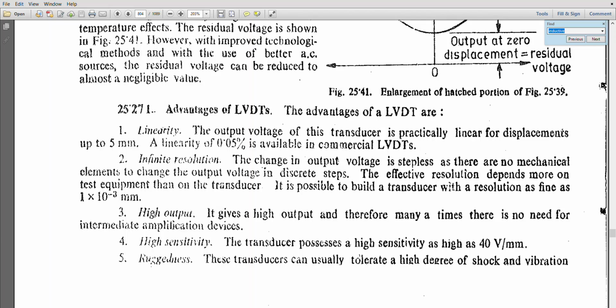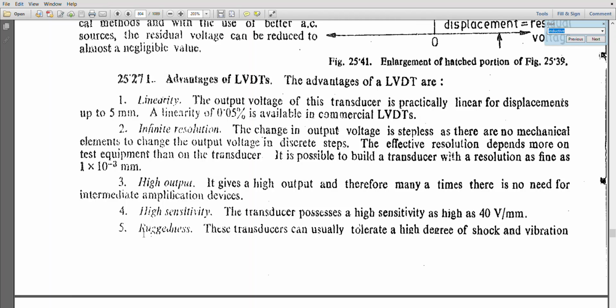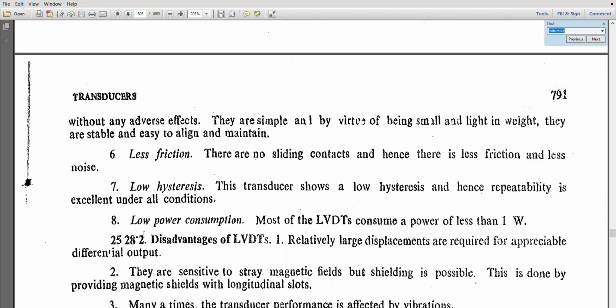High output, there is no need for any amplification. It gives a very good output. High sensitivity, 40 volt per mm, so for every mm it gives a 40 volt change. Ruggedness, it can tolerate shock and vibrations. Less friction, low hysteresis, it returns to the same condition after the unloading effects. Power consumption is also less.